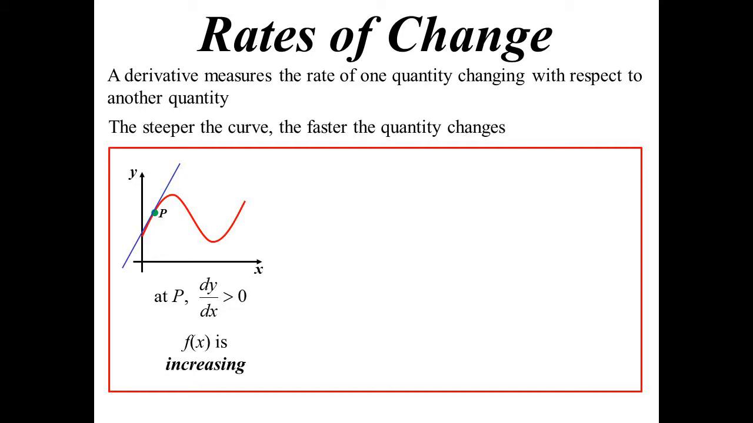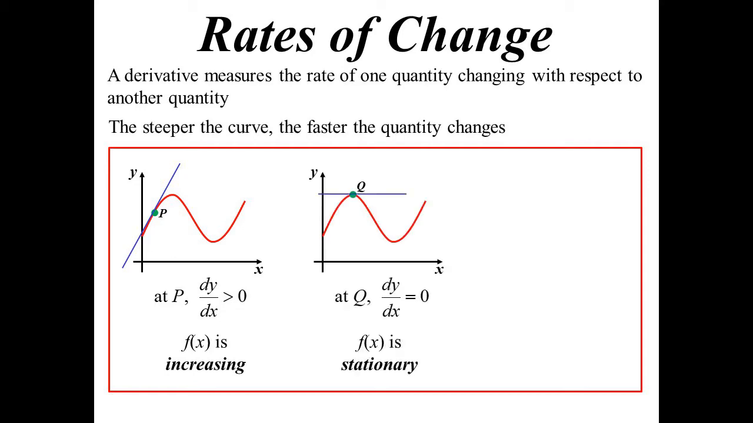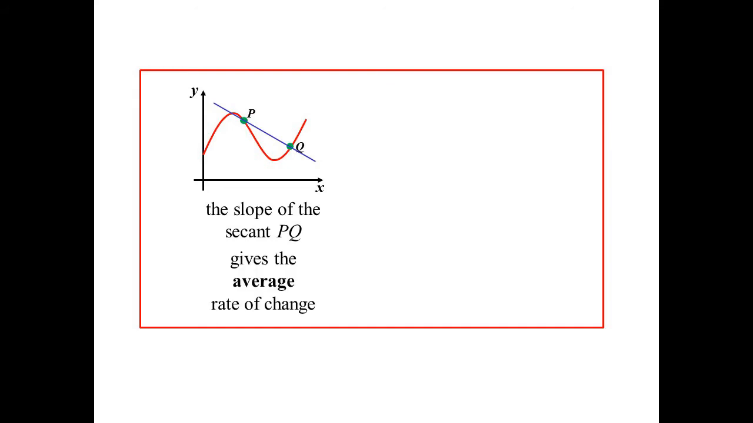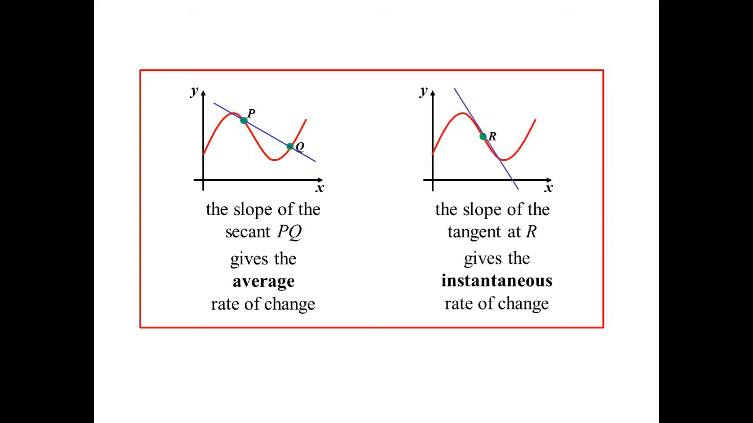Then, of course, something like this one, Q, was our stationary point. So the function is stationary. And then over there at R, that'll be where we know the quantity is decreasing. If I have 2 points on our curve, P and Q, the slope of that secant would give the average rate of change. Now, average rate of change is not that useful. We're more interested in instantaneous, and that would be the actual tangent itself, so the derivative.